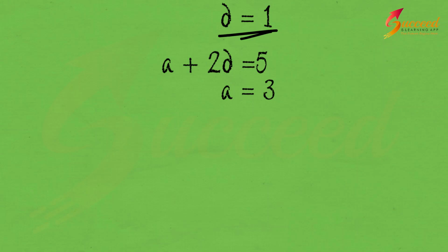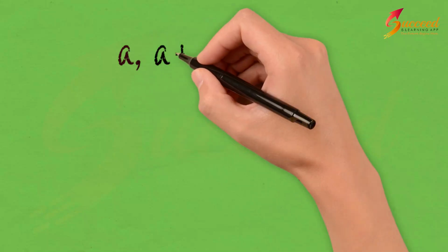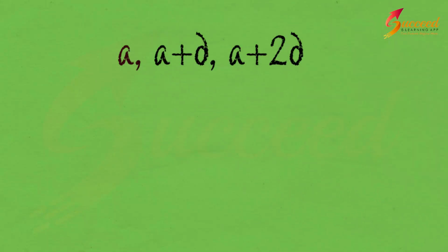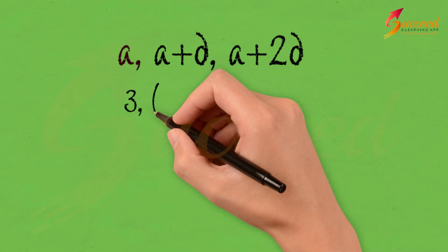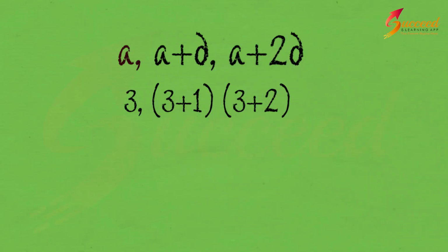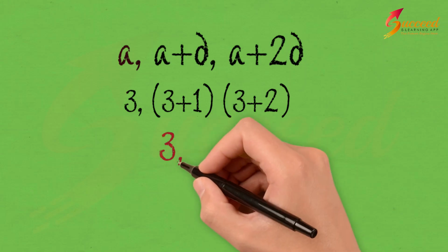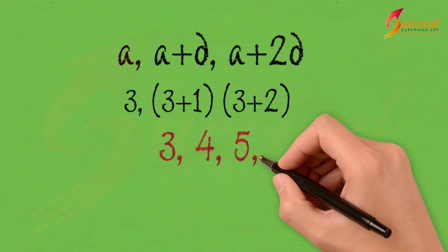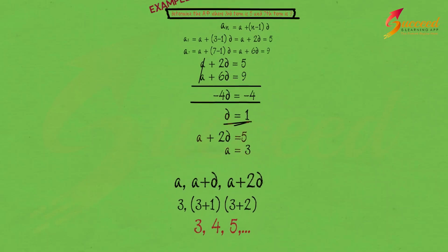So, we can now write the arithmetic progression in the form of a, a plus d, a plus 2d. We get 3, 4, 3 plus 2 into 1. That means 3, 4, 5 and so on. So, this is your final answer.